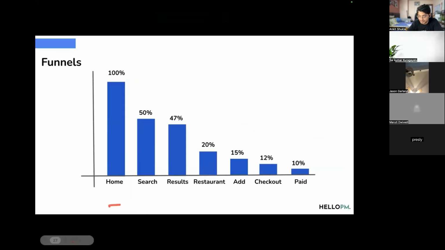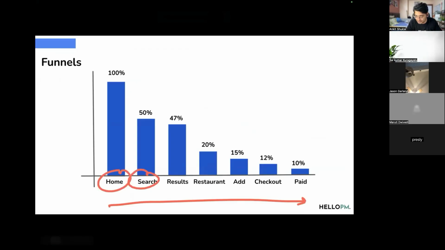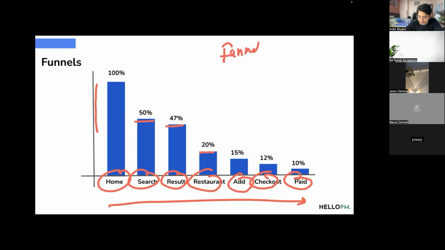What you can do is you can create funnels. So if you remember my journey, I have gone to home, then search, then result, then restaurant, then add, then checkout, then paid. So let's say if 100 people are coming to the homepage of Swiggy, 50% people are actually going to search. Out of this, 47% of people are actually going to the search result, and then 20% people are actually clicking the restaurant. This is called a funnel. A funnel is nothing but a series of steps the users go through in order to go ahead and do their job.